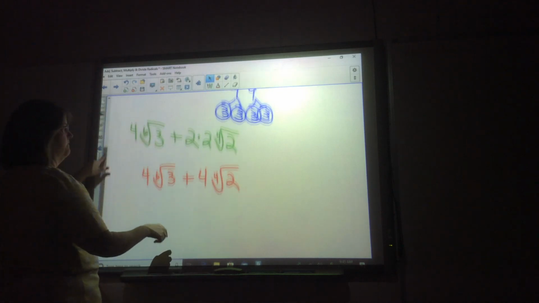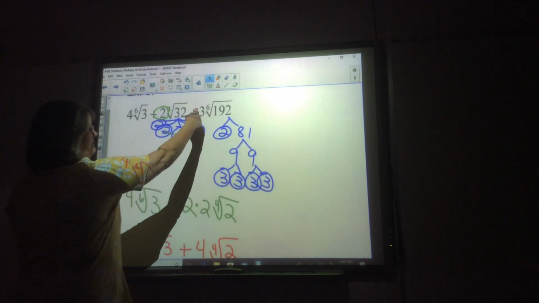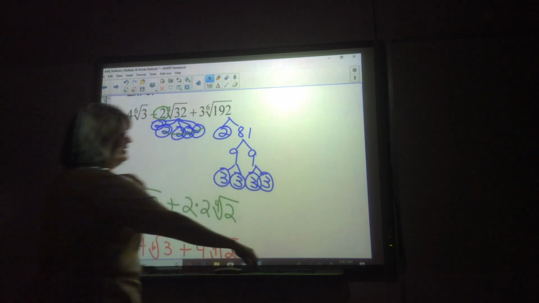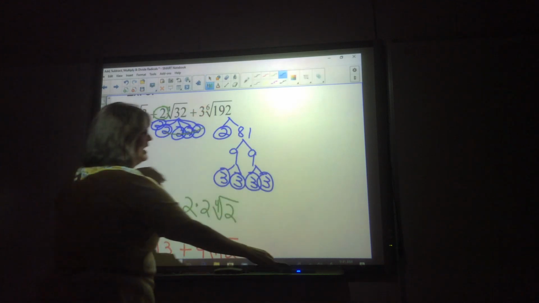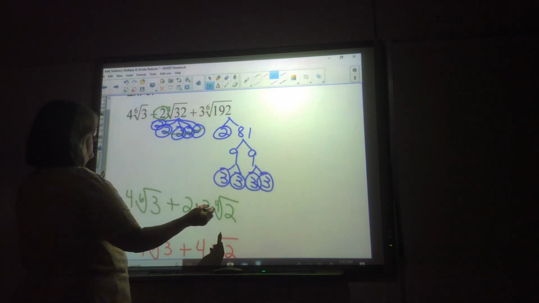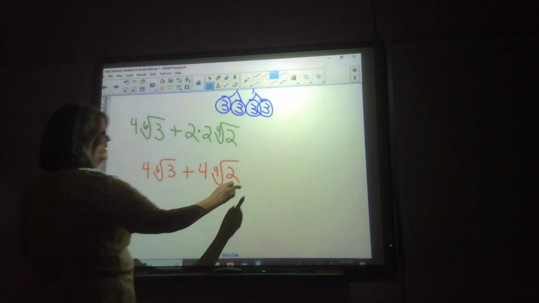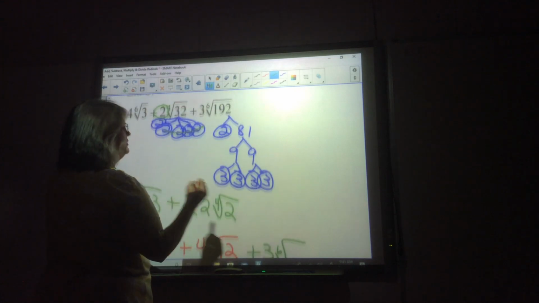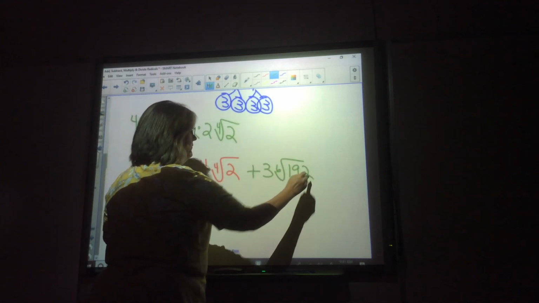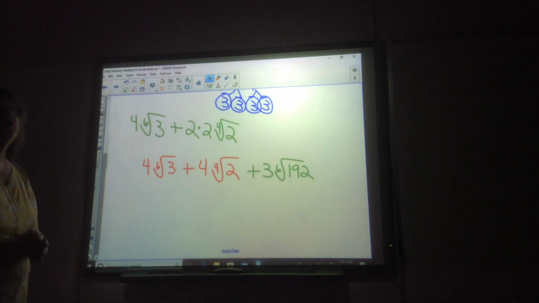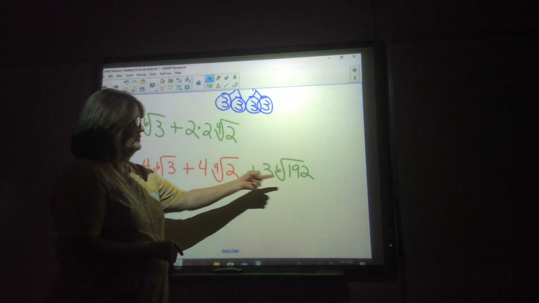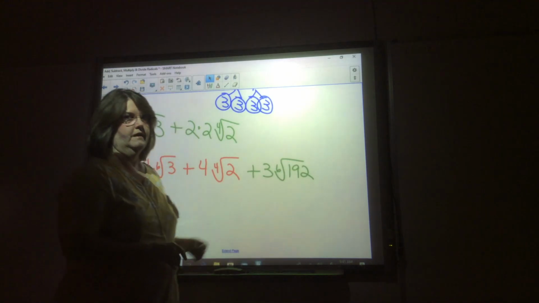Now I'm going to go back up and finish this one. It takes 6 of the same number to bring one out. Do I have 6 of the same number? No. So I did all that work for nothing because I can't put it together with anything. So this is just 3 onto the 6th root of 192. Now, can I put anything together? No. Sometimes you do all that work and you can't put a thing together. This is the 6th root of 3, 4th root of 2, 6th root of 192, and nothing can be combined.